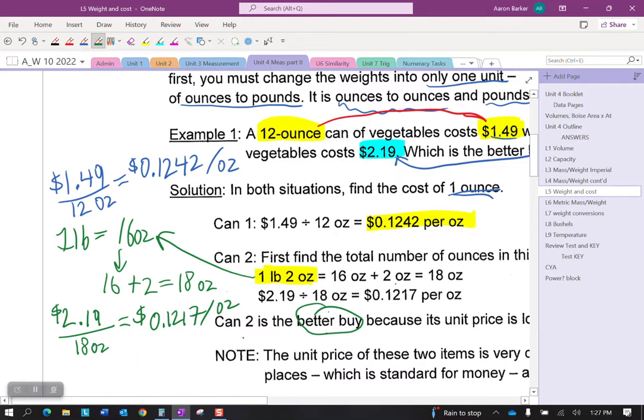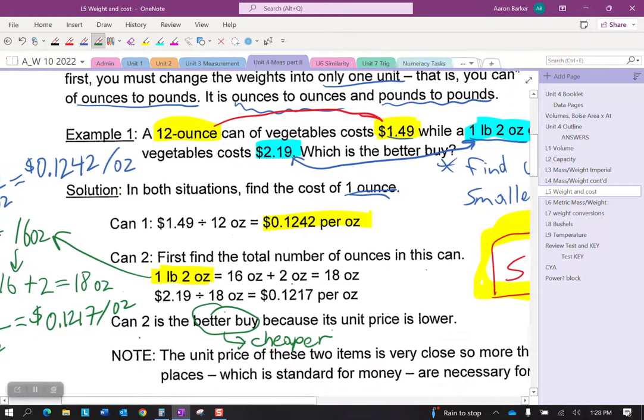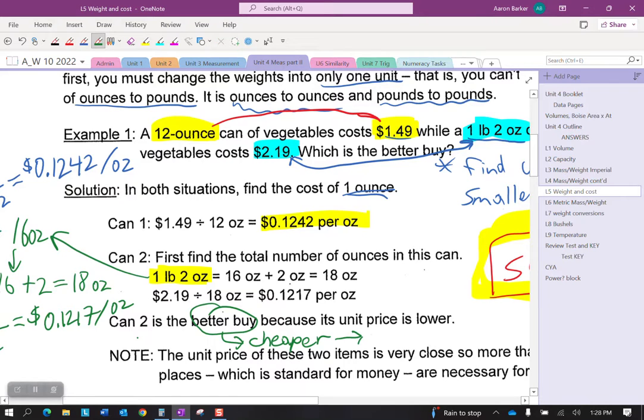And what do we mean by better buy? We mean that it is cheaper. And what do we mean by cheaper? Yeah, it's a smaller number. Okay, it's a smaller number. So the price per ounce is lower. So that's what we're looking at when we're talking about better buy. We're looking for something that's cheaper, which means it's a smaller number.